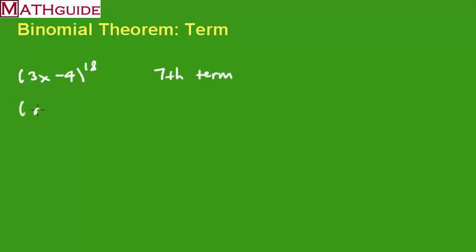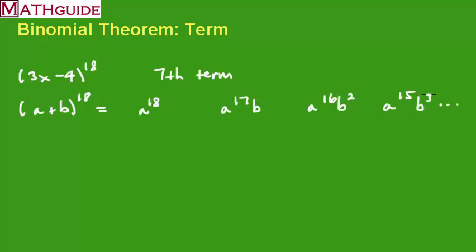Okay, again, we start with our generic expansion with a plus b, or use 2 other letters that are not x. And let's use the expansion. So we're going to use a to the 18th, a to the 17th, a to the 16th, a to the 15th, and so on, dot, dot, dot. Okay, what's the b doing? There's no b's. There's b to the first, b to the second, b cubed.